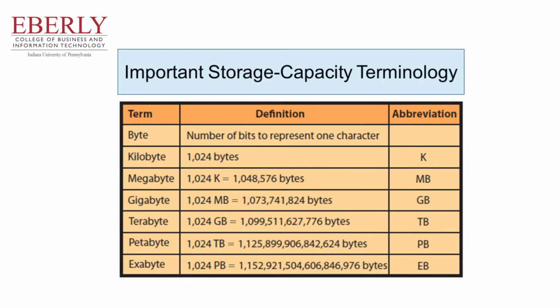Bits are grouped into 8-bit chunks called bytes. A kilobyte, or KB, is a collection of 1024 bytes. A megabyte, or MB, is 1024 kilobytes. A gigabyte, or GB, is 1024 megabytes. A terabyte, or TB, is 1024 gigabytes. A petabyte, or PB, is 1024 terabytes. An exabyte, or EB, is 1024 petabytes.